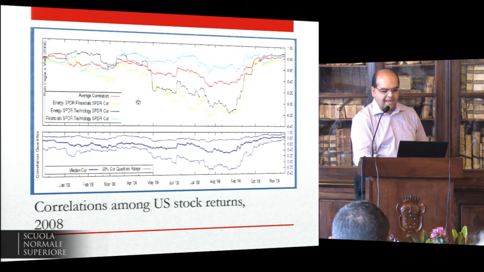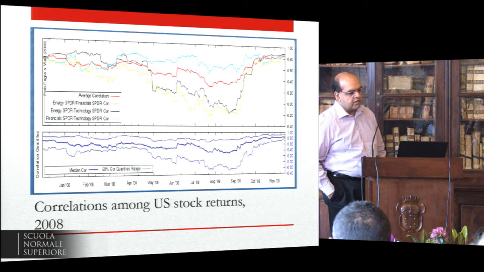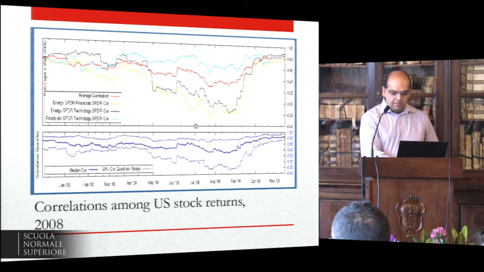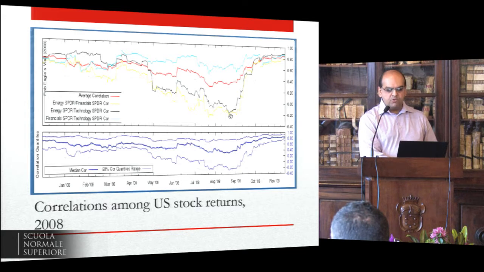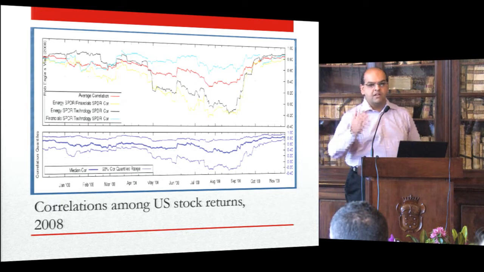So here, for example, if you look at the black line here, this is the dynamic indicator of correlation for the energy sector in the U.S., the SPDR for the energy sector and the technology sector. So what you see, for example, is that between July 2008 and the end of the year 2008, this correlation indicator ranges from minus 20% to 85%. So it's really a huge range of variation. It's not really a small correction. It's not like a 10% variation. You go from minus 20% to 85%.